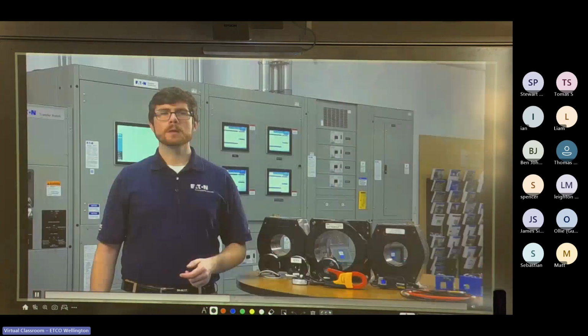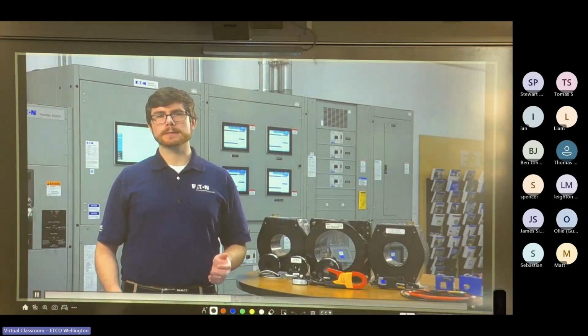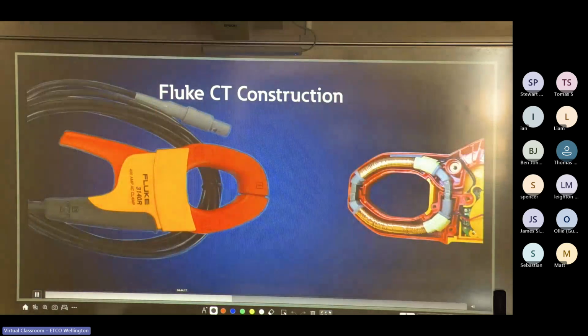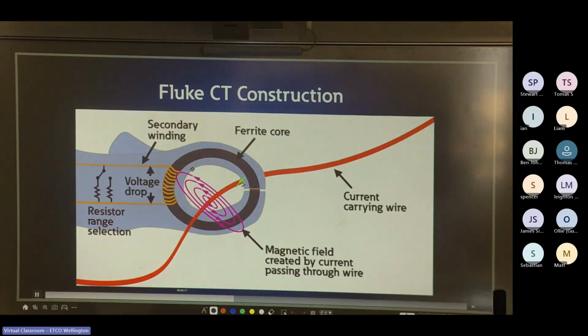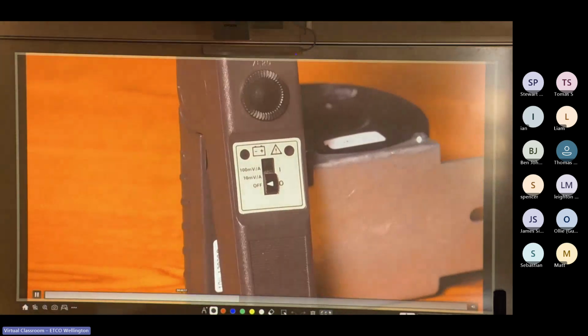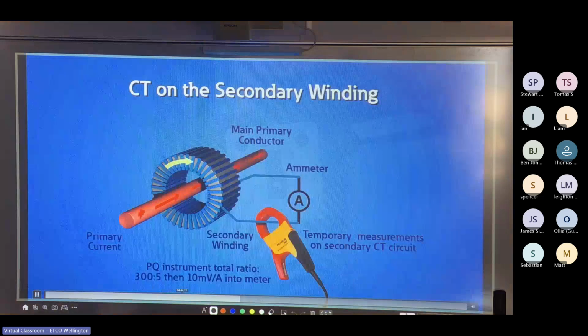All CTs output a current that is then used for metering, but temporary CTs, like those used in Fluke and other power quality instruments, add a terminating resistor on the secondary winding so that they output a voltage and can be open circuited when connecting the meter. With this resistor, these CTs typically have a rating of 10 millivolts per amp or 100 millivolts per amp. The lower range ratio is usually used for secondary measurements, in other words, clamping onto the 5 amp secondary of another CT.